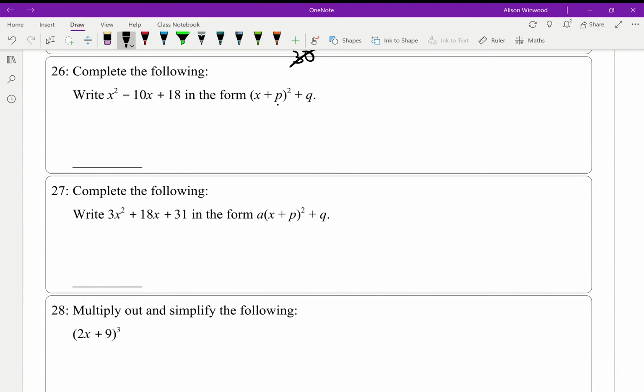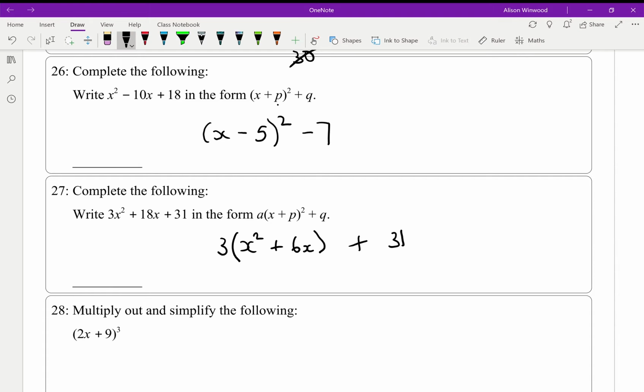P is always half the amount of x, so I've got x subtract 5 all squared. Now 5 squared is 25, but I only want 18, so I need to subtract 7. A must be 3, and then I've got x squared plus 6x plus 31. That's the same as my original expression, 3 times x squared plus 18x.